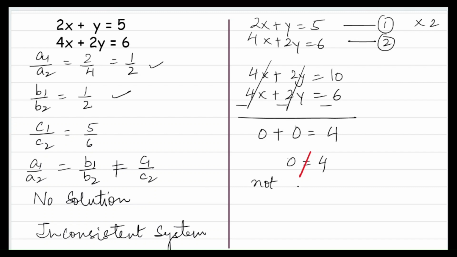And why does this happen? Because this linear system has no solution. Because I reached a step where it is showing me that 0 is equal to 4, which is not true. That is why this given linear system has no solution, and it is an inconsistent system because there is no solution for this kind of linear system.